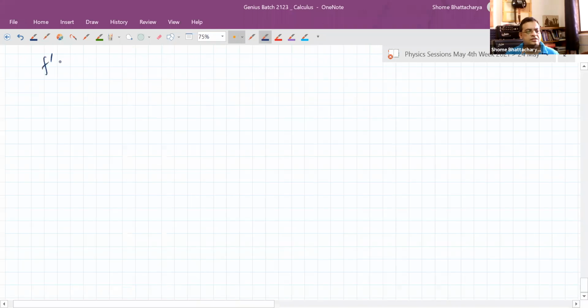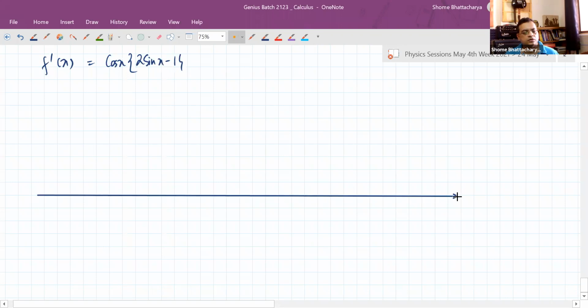So we are at this step now that f prime x we have written as cos x into this factor 2 sin x minus 1. Now we can make a common number line and understand how each of these factors is changing. So if this is our number line, which as you suggested, let's keep it divided between quadrants first, so that things are a little bit easier. Okay. Now let's first take cos x.